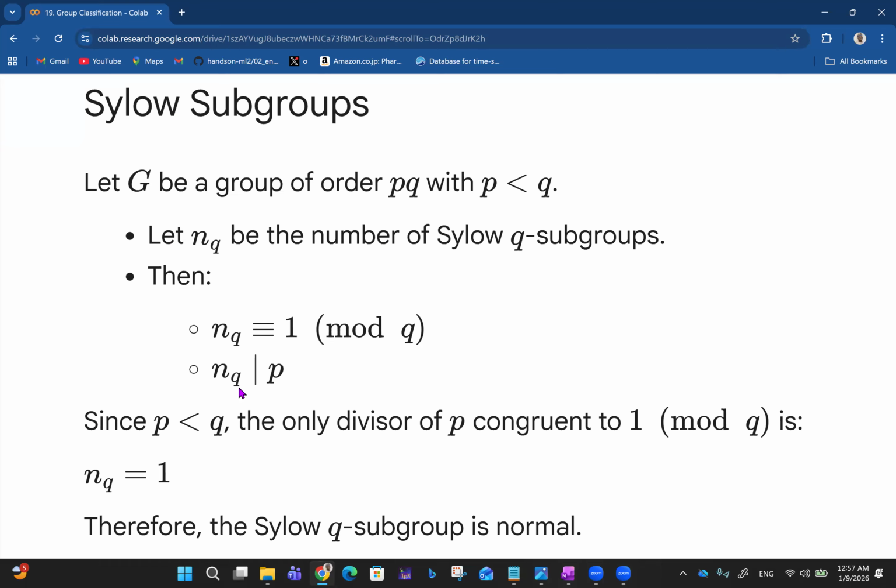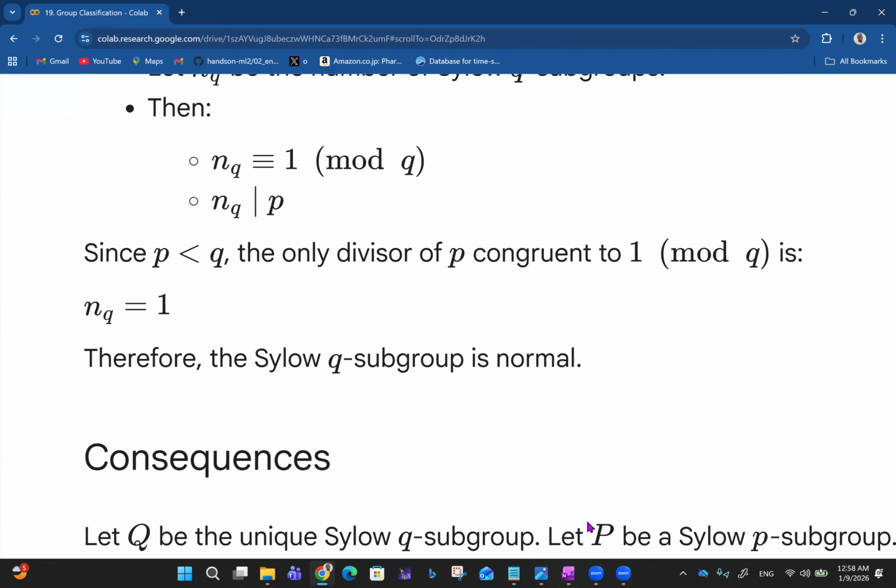And then we also say that N_Q divides P. Whatever you pick, if you pick Q, then N_Q divides P. If you pick P, then N_P divides Q, and N_P will be congruent to 1 modulo P. Since P is less than Q, the only divisor of P congruent to 1 mod Q is 1, so N_Q is equal to 1. Therefore, the Sylow Q subgroup is normal.